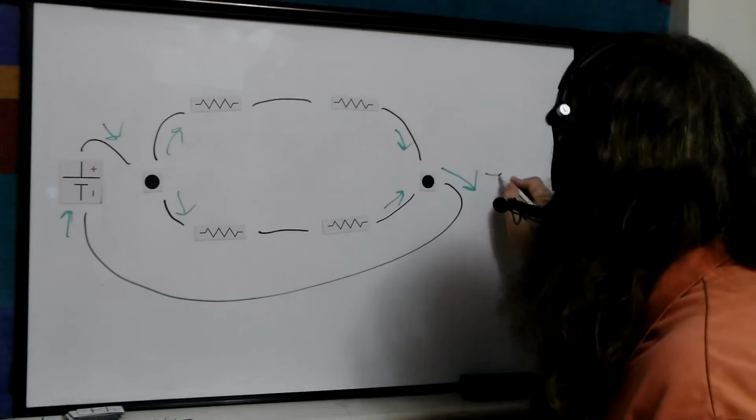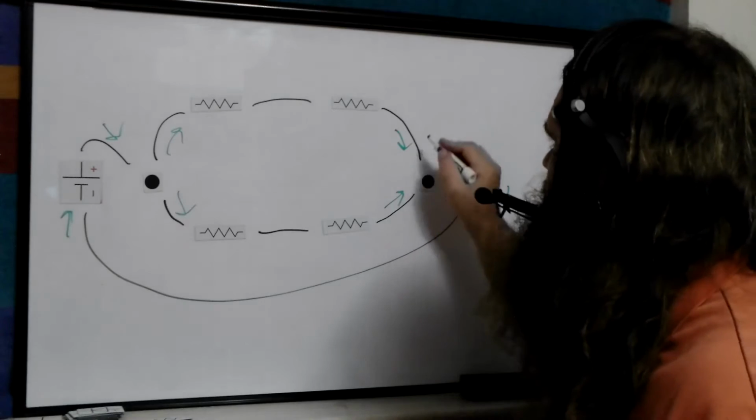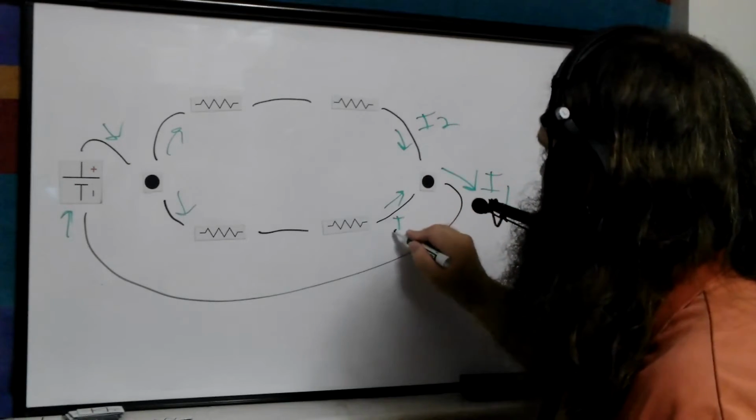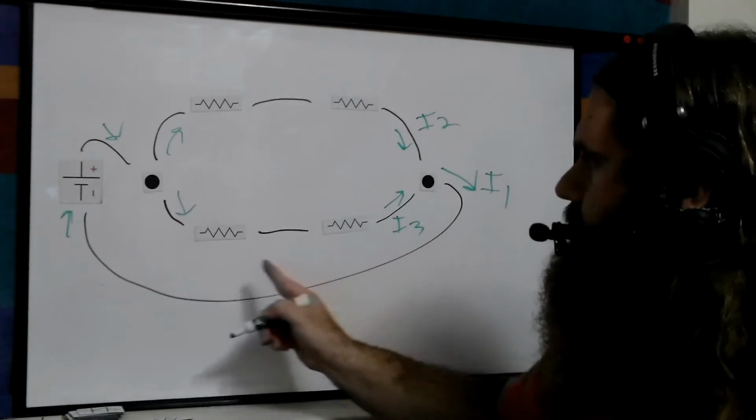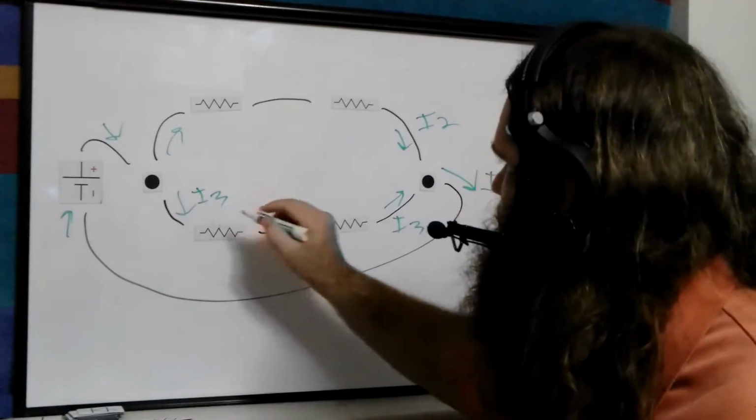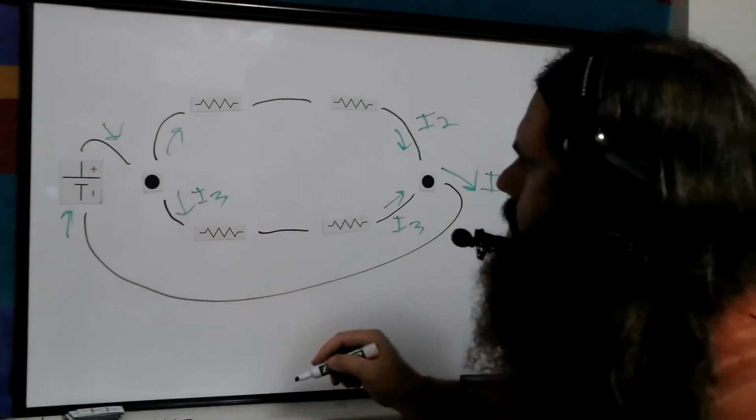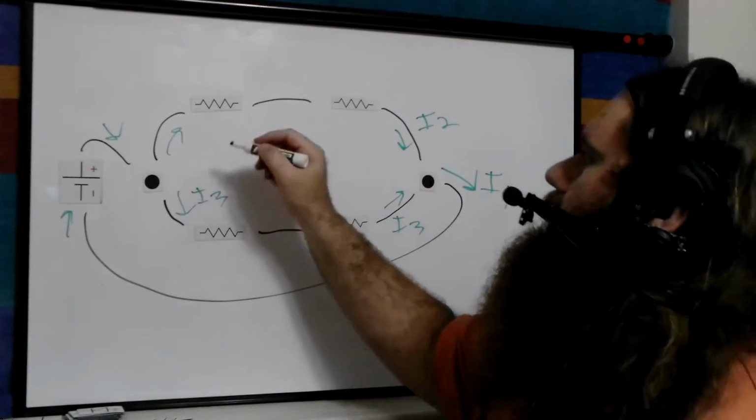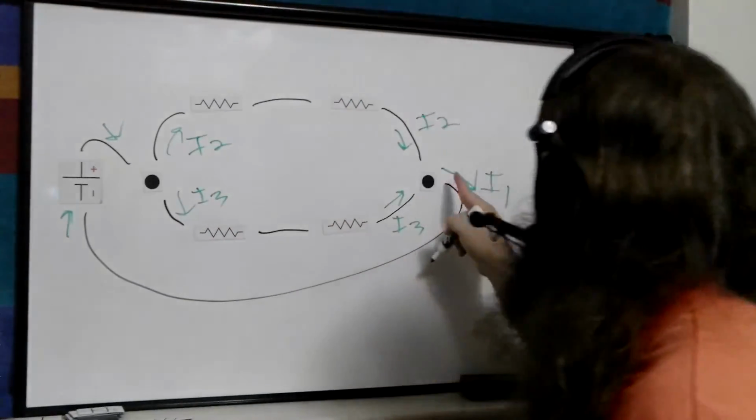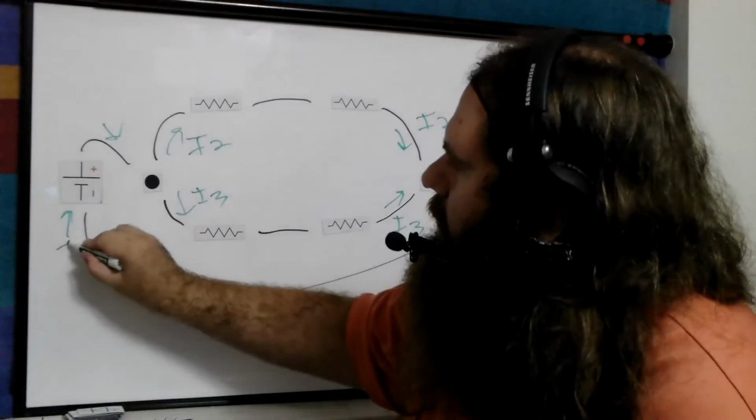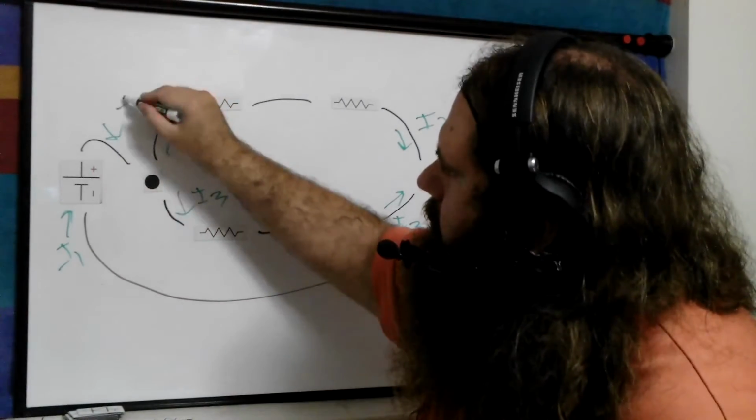This one is I1, I2, I3. So this over here is also I3 because it's the same wire, same current. This one is also I2. And this one is also I1, which over here is also I1.